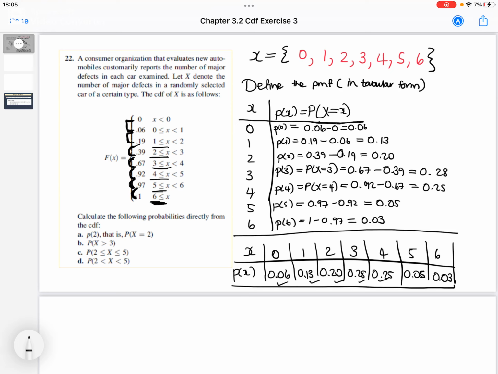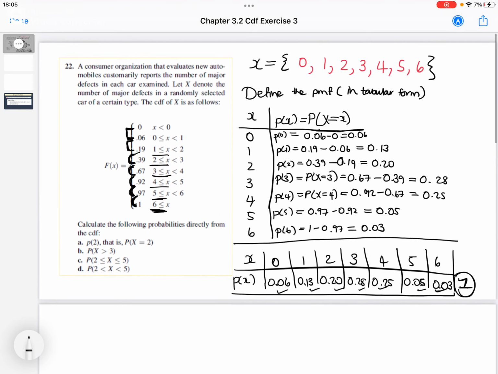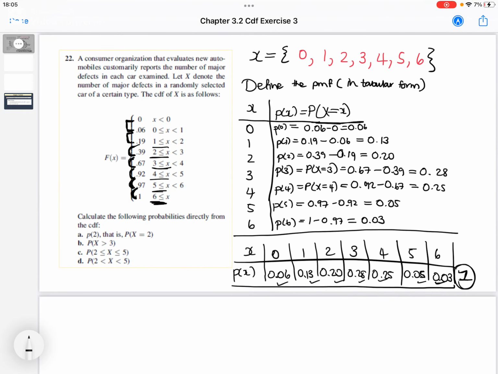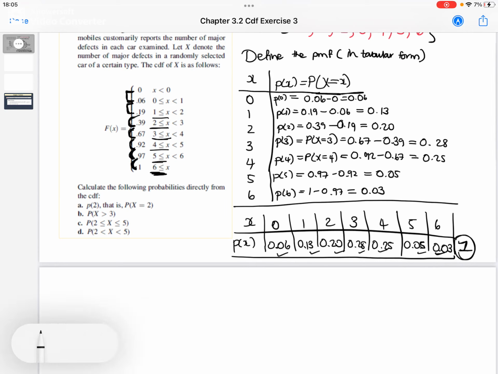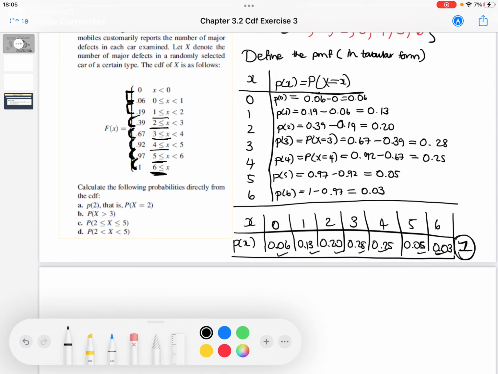Now we see that all the probabilities are positive. Yes. Now if we add all the probabilities, it should give you a total probability of 1. Okay, so we have now defined a valid PMF. Good. Now we can continue and answer the rest of the questions.